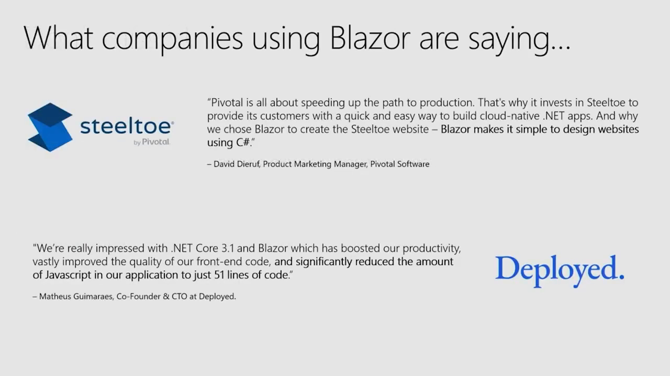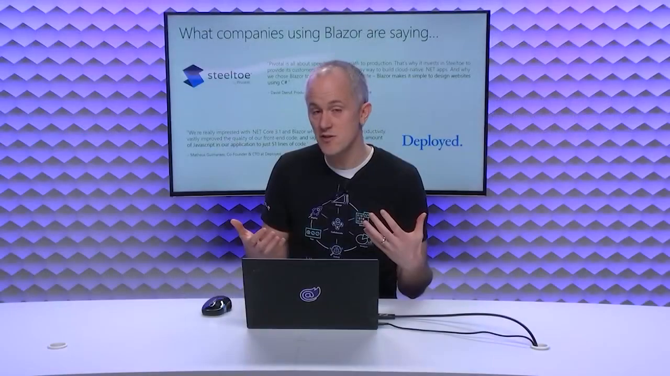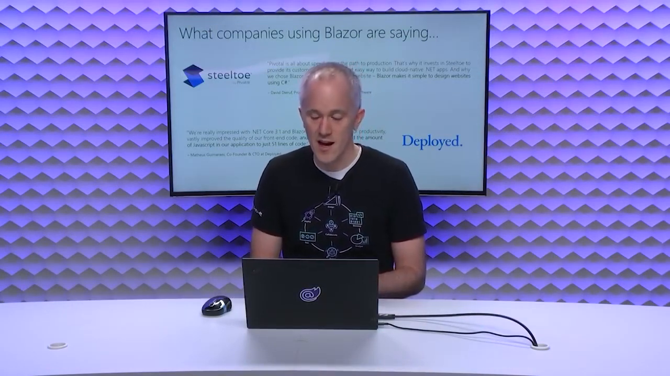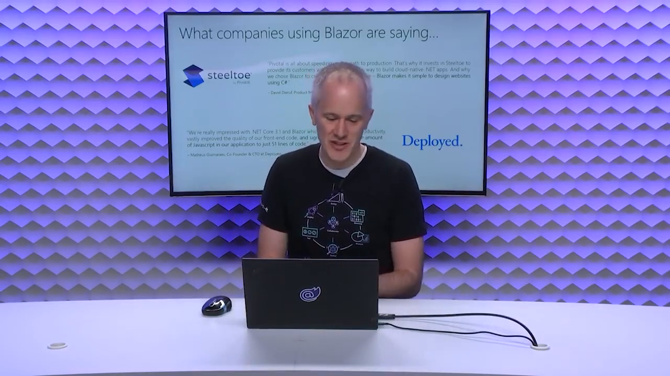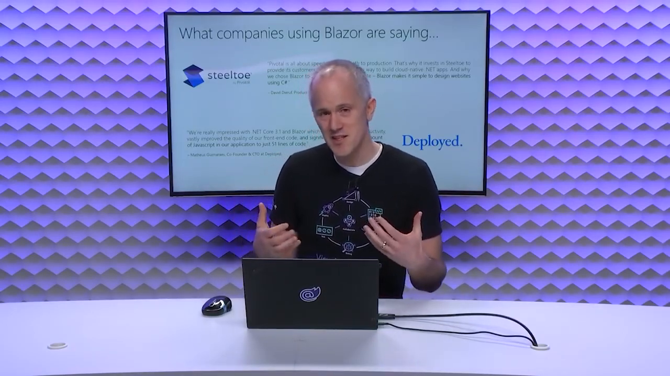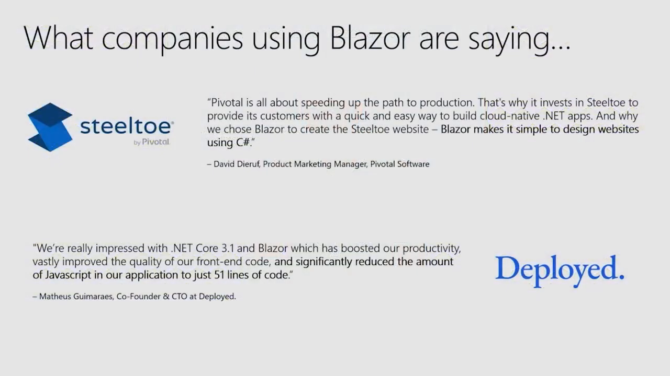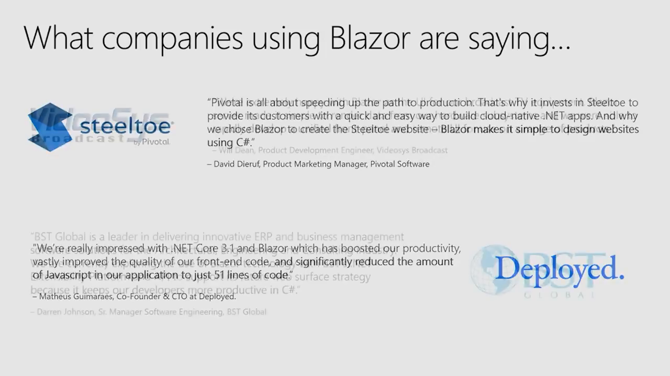Here are some examples of customers that are using Blazor today. Pivotal is using Blazor for their public SteelToe website. SteelToe is Pivotal's cloud-native solution for .NET. Why did they choose Blazor? Well, they said that using Blazor made it simple to design their website just using C#. Deployed is a startup that's using Blazor to build software for managing statements of work. They wrote their entire app using C# and .NET and just 51 lines of JavaScript. In future Blazor releases, we hope to make that number even smaller.